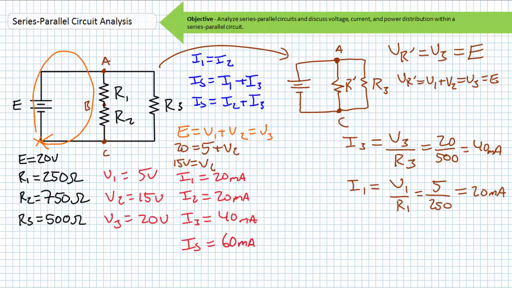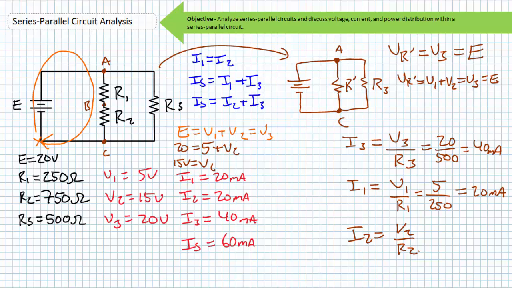Opportunities to check my work exist, and if you have time, it is always a recommended practice to do so. First, VR prime, the voltage across the imaginary resistor R prime, comprising the series combination of R1 and R2, should be the summation of V1 and V2. 5 plus 15 does in fact equal 20. Good here. Second, does Ohm's law support our earlier assertion made using KCL that I1 equals I2?